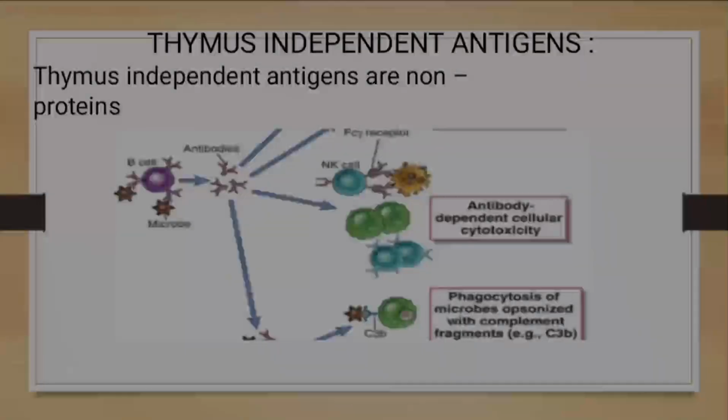Another one is thymus independent antigens. Thymus independent antigens are non-proteins. This is the mechanism of a thymus independent antigen. First, the B cell binds with the microbe. It will produce antibodies for a specific receptor and it will bind to the NK cell, and finally it will be processed and undergo phagocytosis.